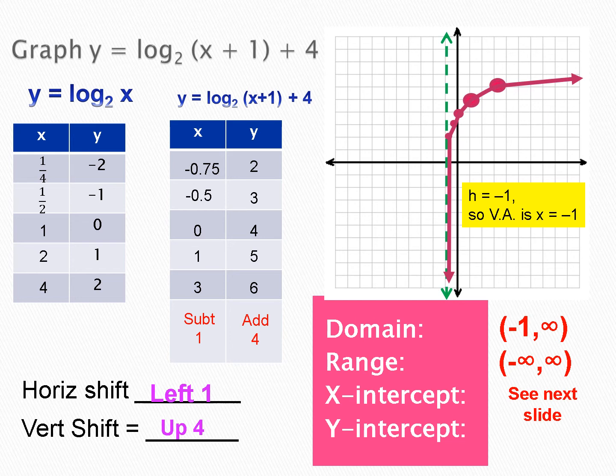So the y-intercept we do have, that is when x is 0, and we do have that on our table, and it is (0, 4). Now, if you didn't have the y-intercept, you could plug 0 in for x, evaluate that, and go from there.